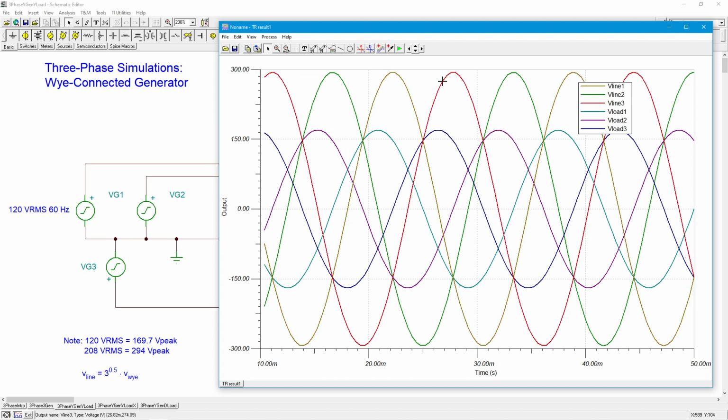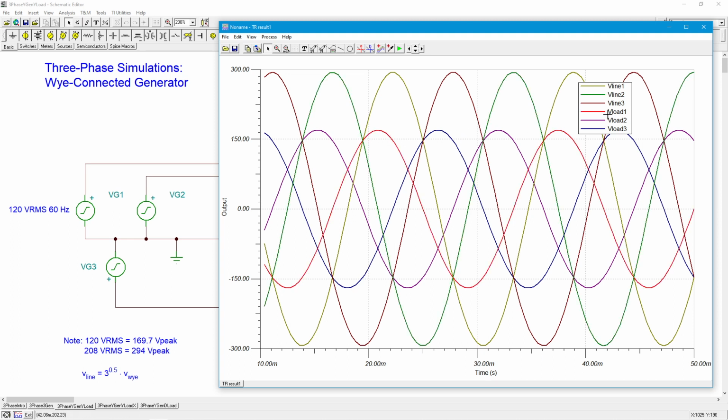There's V line number 3. Okay, same amplitude. There's V line number 2, same amplitude. Without going through it, I think you can just eyeball this and say that these are equally spaced, that they're going to be 120 degrees apart. Then we can come down here.